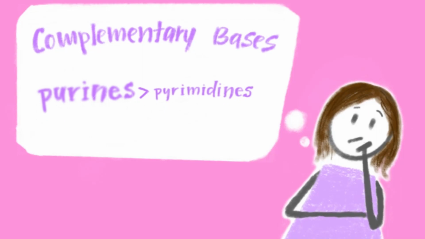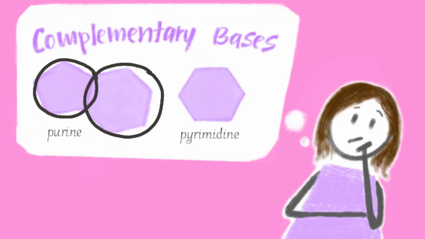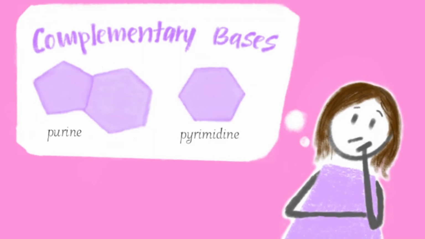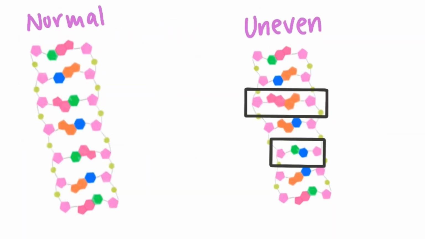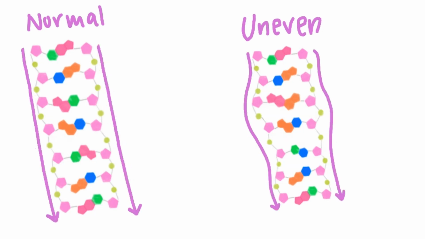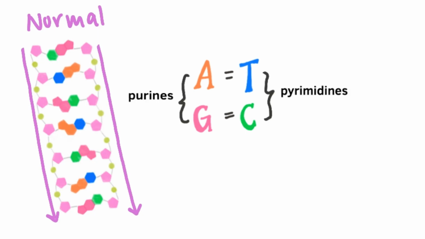Purines are bigger because they have 2 carbon rings, while pyrimidines only have 1. This means that if 2 purines or 2 pyrimidines are paired together, DNA will become this uneven structure. Since a proper strand of DNA always follows the rule A equals T and G equals C, there will always be a purine base paired with a pyrimidine, which ensures that DNA has an even width throughout.